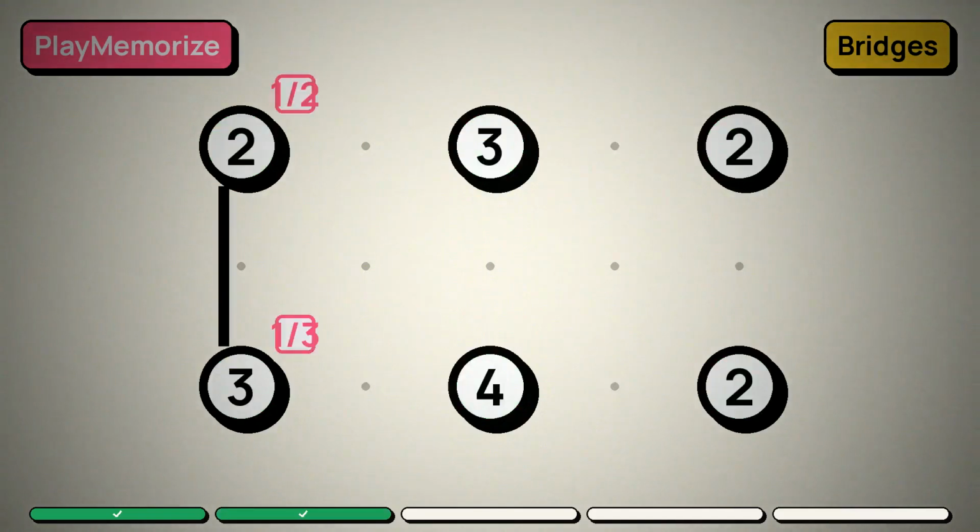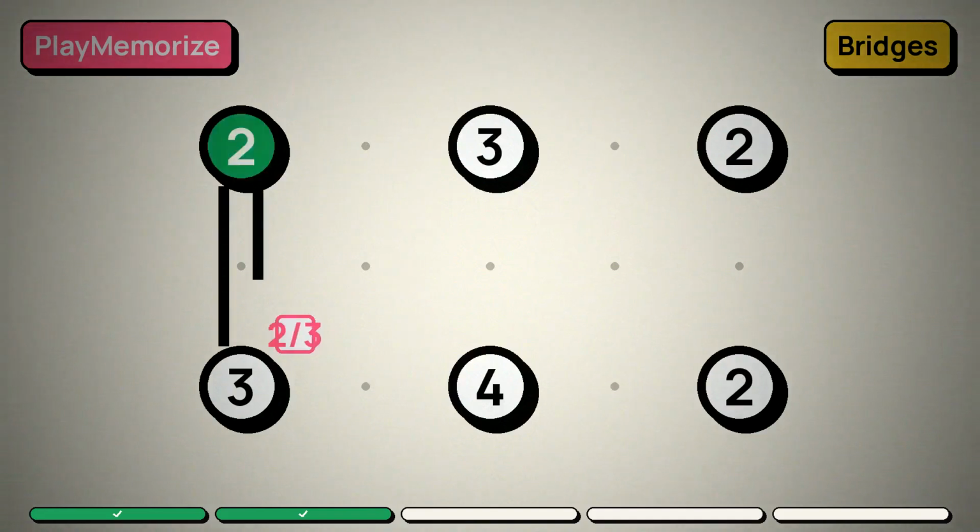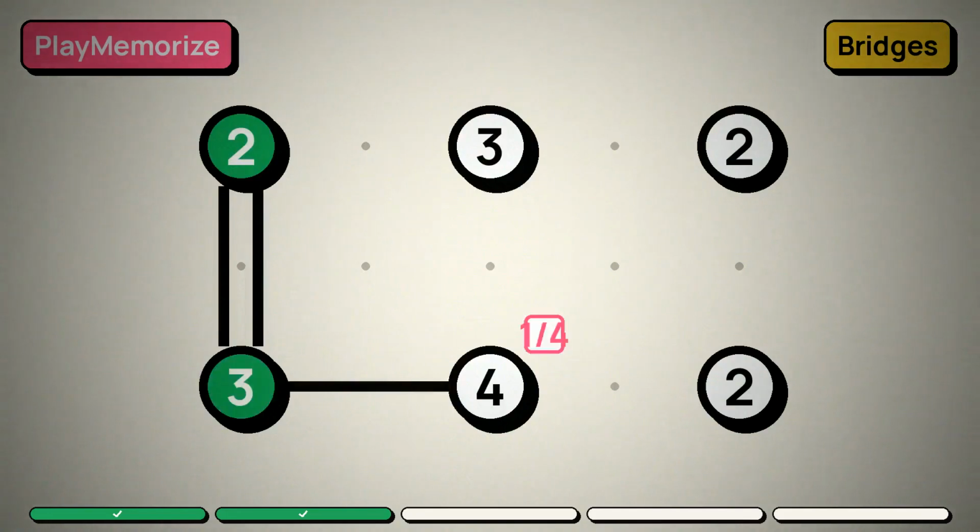That 2 in the top left corner only lines up with the 3 below it, so a bridge locks in straight down. A second line joins it, giving that corner its full 2 bridges. The 3 at bottom left still needs 1 more, so a bridge reaches sideways to the middle 4.